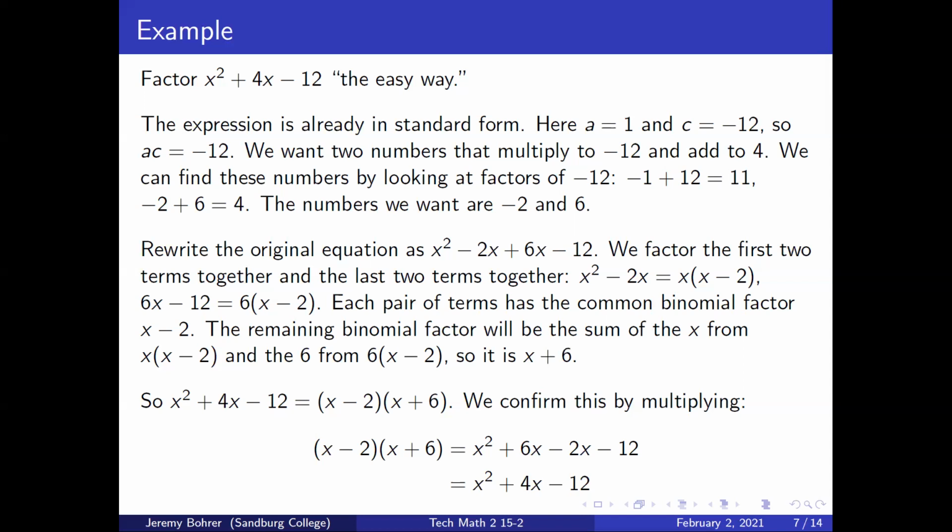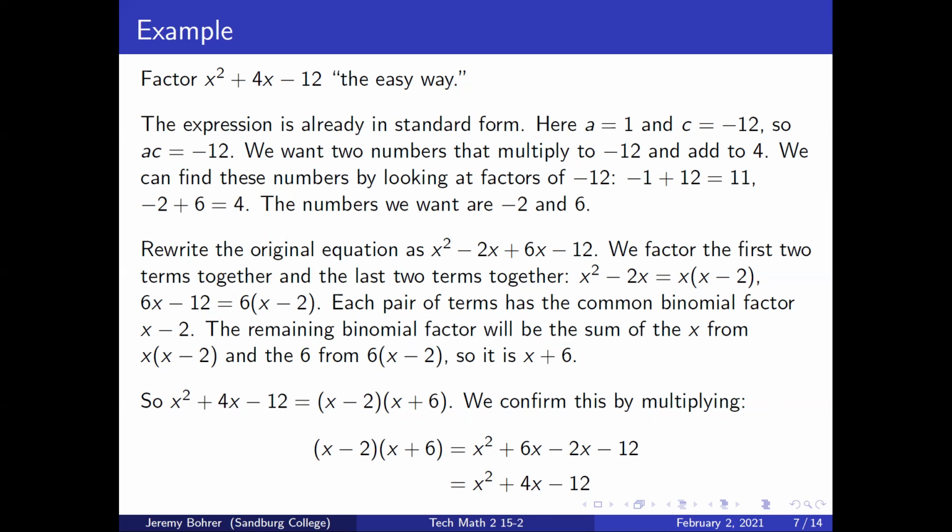Rewrite the original expression as x squared minus 2x plus 6x minus 12. We factor the first two terms together and the last two terms together. x squared minus 2x equals x times (x minus 2), and 6x minus 12 equals 6 times (x minus 2). Each pair of terms has the common binomial factor x minus 2. The remaining binomial factor will be the sum of the x from x times (x minus 2) and the 6 from 6 times (x minus 2). So it is x plus 6. So x squared plus 4x minus 12 equals (x minus 2) times (x plus 6).